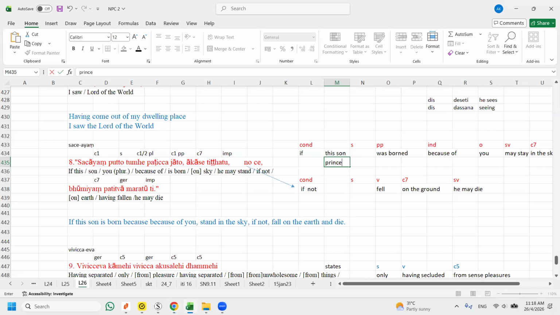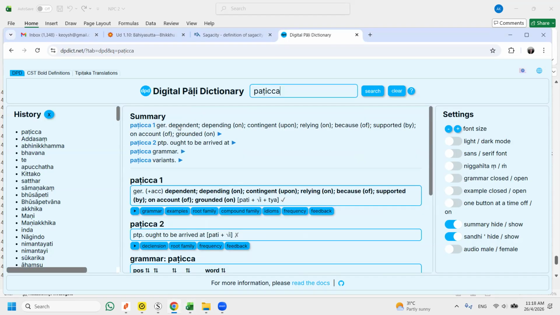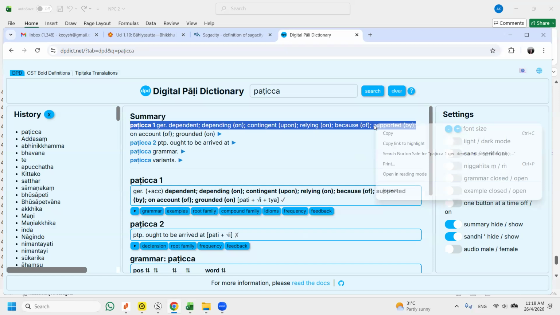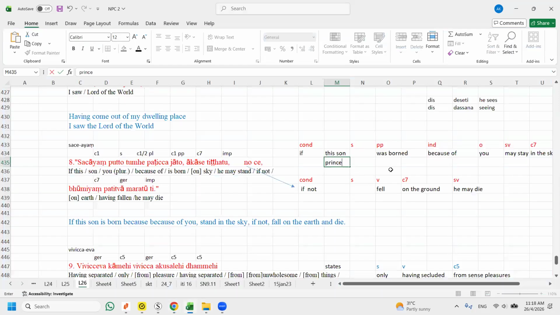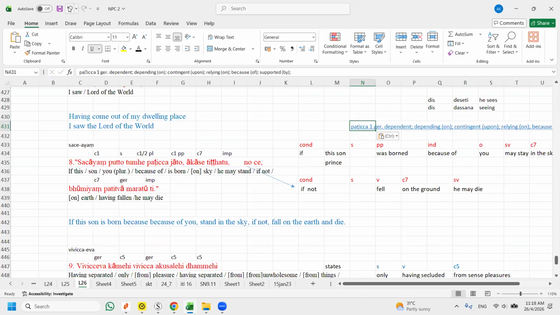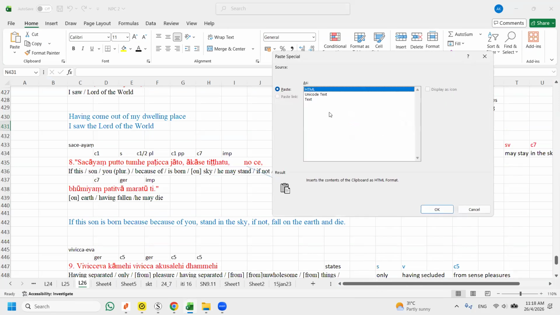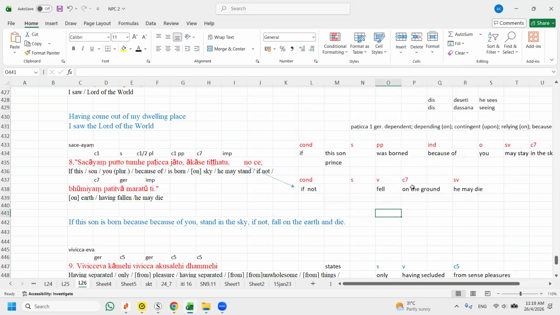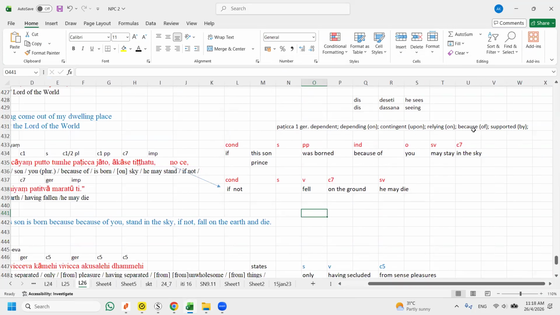So in this case, if you look at paticca, out of so many, you have to choose based on what you're going to translate. Sometimes I have to paste special, sometimes I paste with no problem. The one we choose is this one, because of. If this son was born depending on you, it doesn't sound good. Relying on you is not good. Supported by you is not good. That means because.